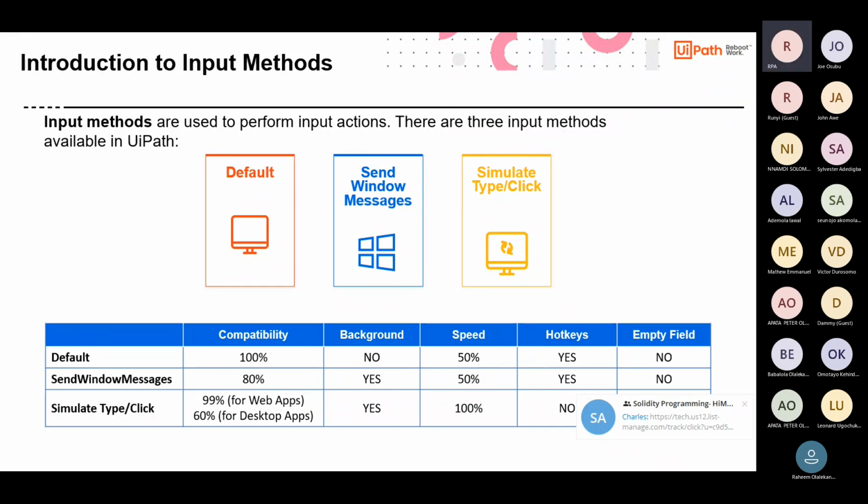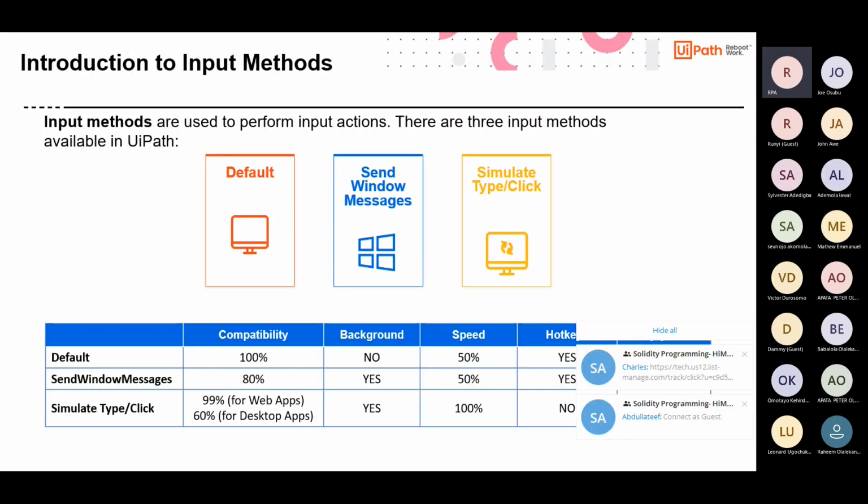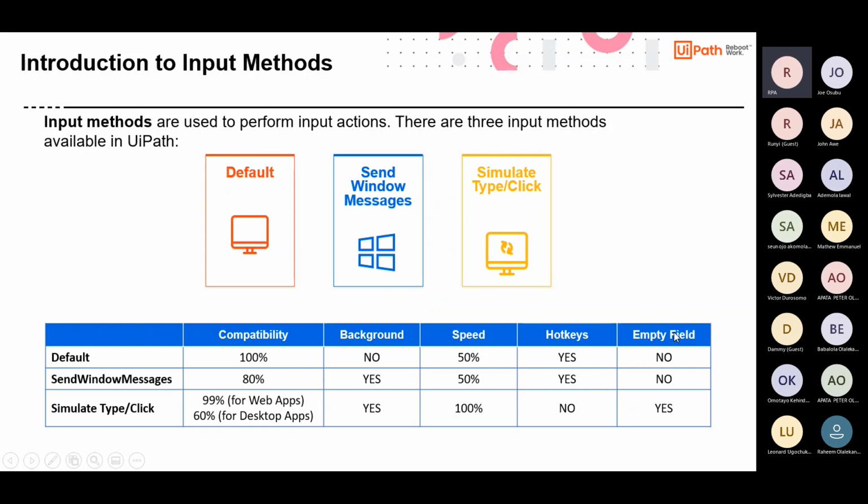Send hotkeys works for default and send window messages, but not with simulate. Then for empty field, it's only simulate that can do that. Default will not, and send window messages will not.